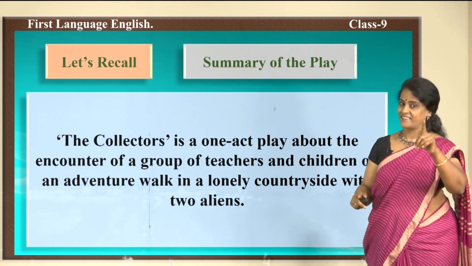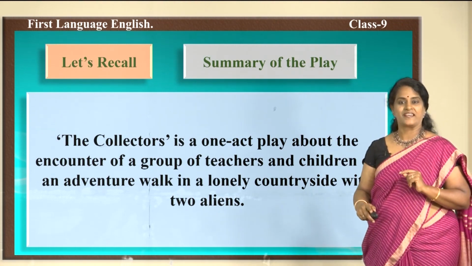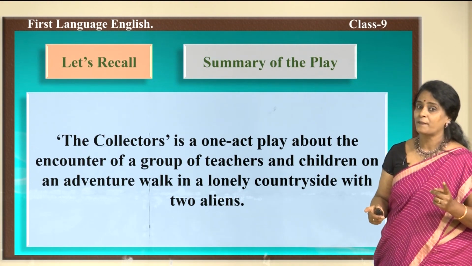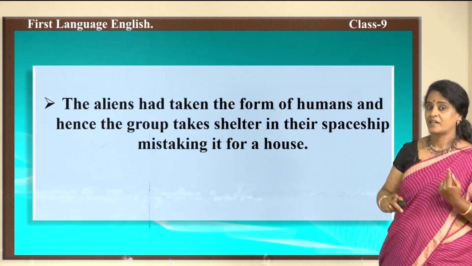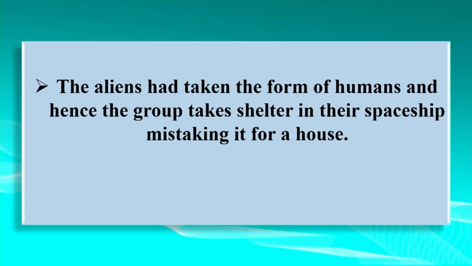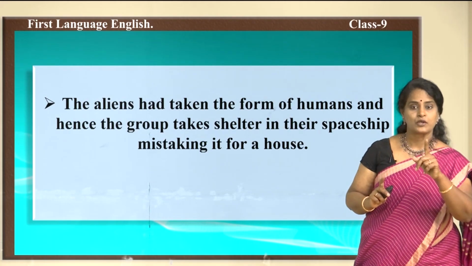The Collectors is a one-act play. What is it exactly talking about? It is about the encounter of a group of teachers and children where they are on an adventure walk. Is it not? And where are they going? Yes, it was a lonely countryside. And they come across two aliens. How did the aliens look? They had taken the form of humans. And that is why the children or the teachers did not doubt that they were aliens. Why? Because they were in the form of humans.